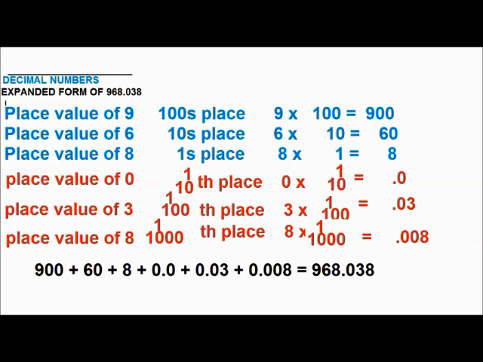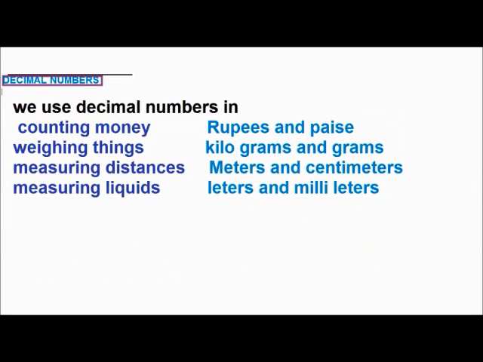One more example, 968.038. Place value of 9 becomes 900. Place value of 6 becomes 60. Place value of 8 becomes 8. And in the decimal part, place value of 0 becomes 0.0. Place value of 3 becomes 0.03. Place value of 8 becomes 0.008. Totally it is 968.038.